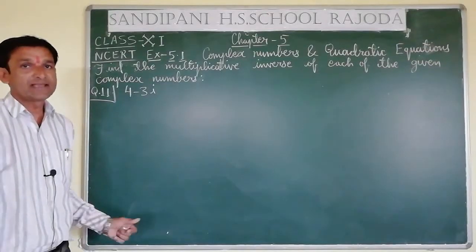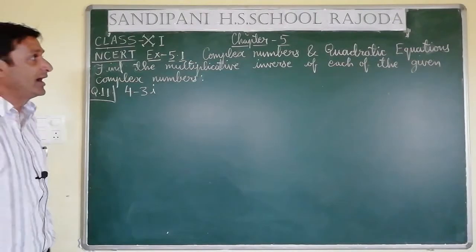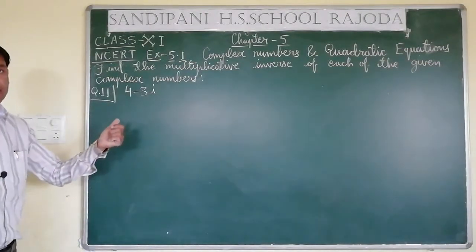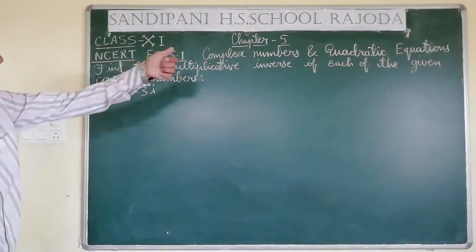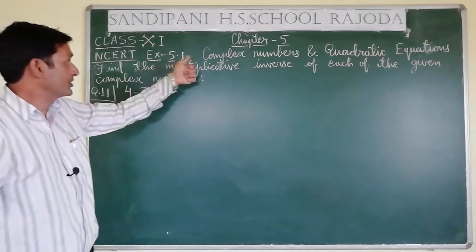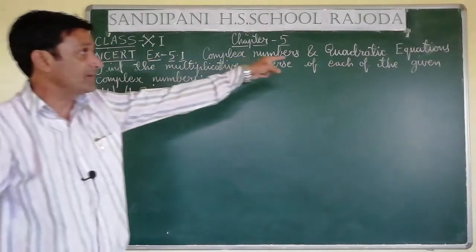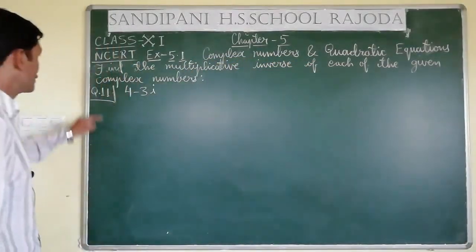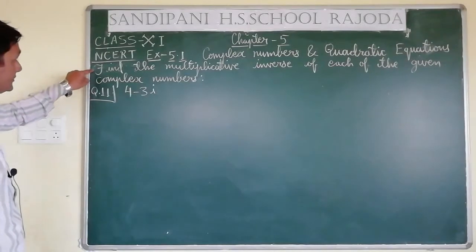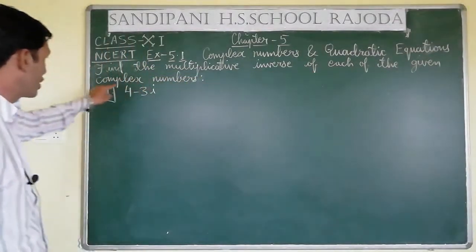Very good morning. Myself Rakesh Yadav, representing Sandipani Higher Secondary School, Rajoda, and we are discussing our maths topic, chapter 5 of class 11, and we are proceeding with exercise 5.1 related to complex numbers and quadratic equations. So here the topic is: find the multiplicative inverse of each of the given complex numbers.